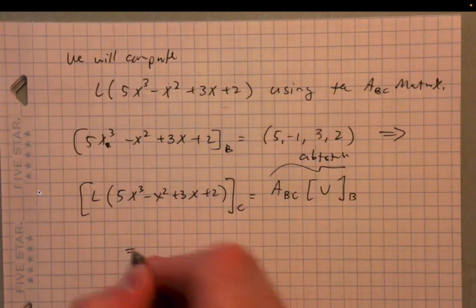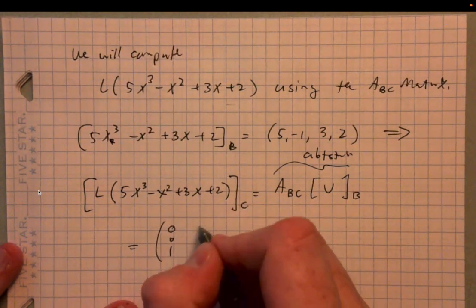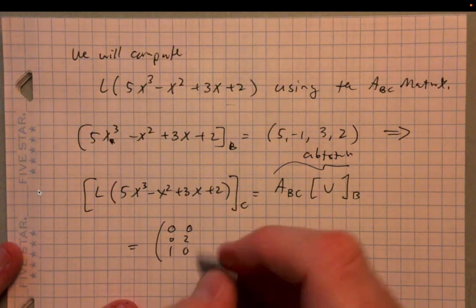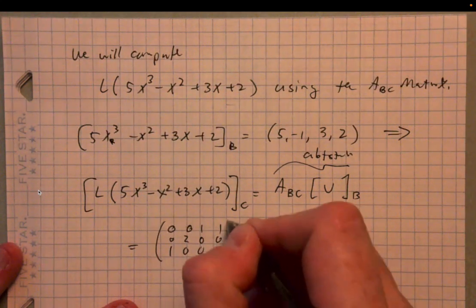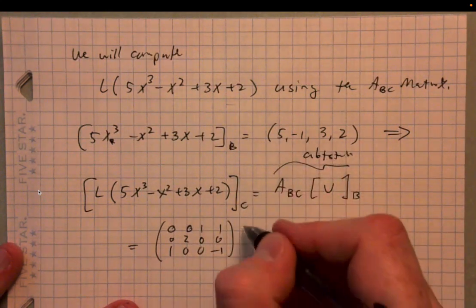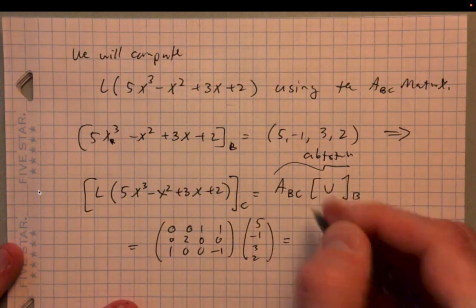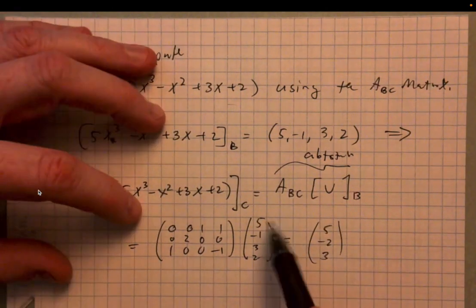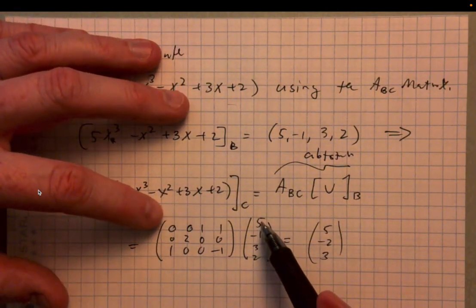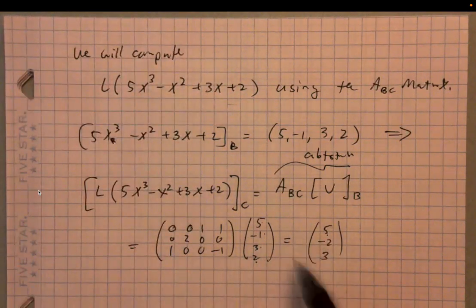But what we're really going to do is basically take 0, 0, 1, 0, 2, 0, 1, 0, 0, and then 1, 0, -1. We're going to multiply it by this: 5, -1, 3, 2. And what do we get? 5, -2, 3. Right, so you can do that math. So it'd be 0 plus 0 plus 3 plus 2. That gets you the 5, right? You can just do that multiplication.